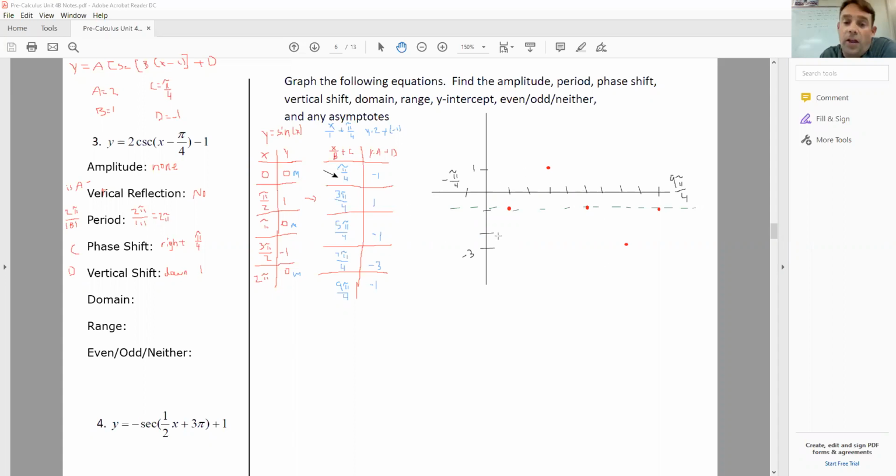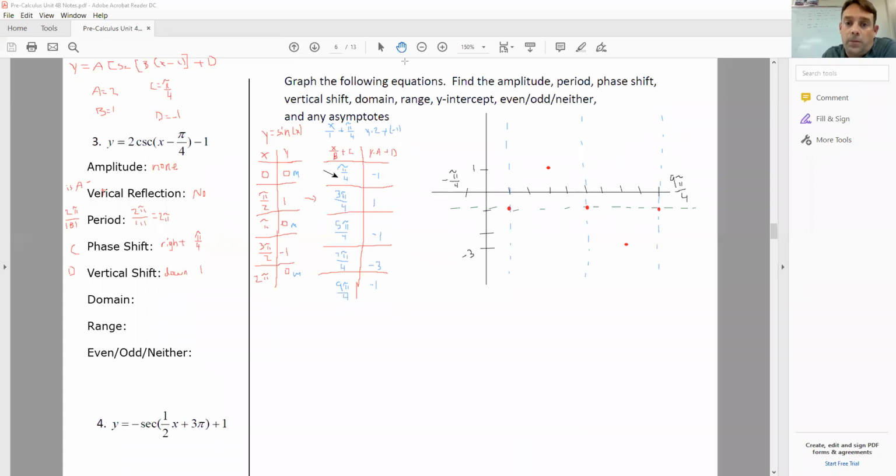So now, instead of being x-intercepts, those are going to be where my graph is going to have asymptotes. So I'm going to have asymptotes that go through those lines. That green, wherever those old x-intercepts were after they got transformed, that formed my midline. So that's where I end up ripping my graph.